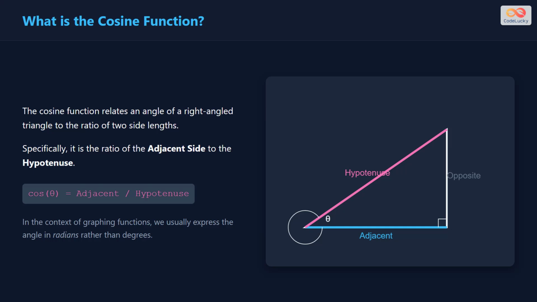First, let's recall what the cosine function actually is. In a right-angled triangle, the cosine of an angle theta is defined as the ratio of the length of the adjacent side to the length of the hypotenuse. While this definition is perfect for triangles, to graph it as a wave, we need to expand our view to the coordinate plane.